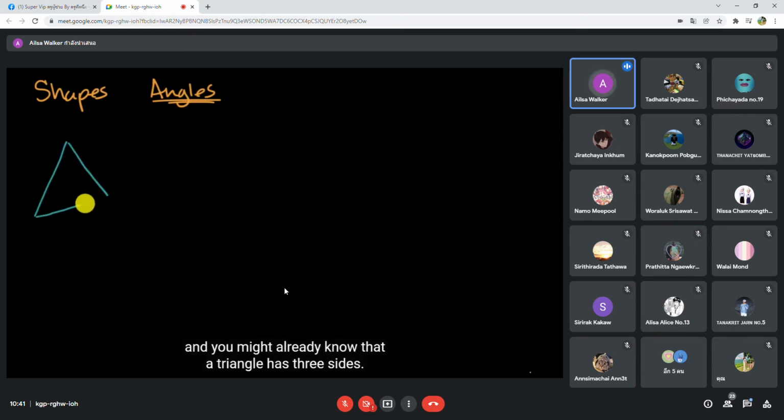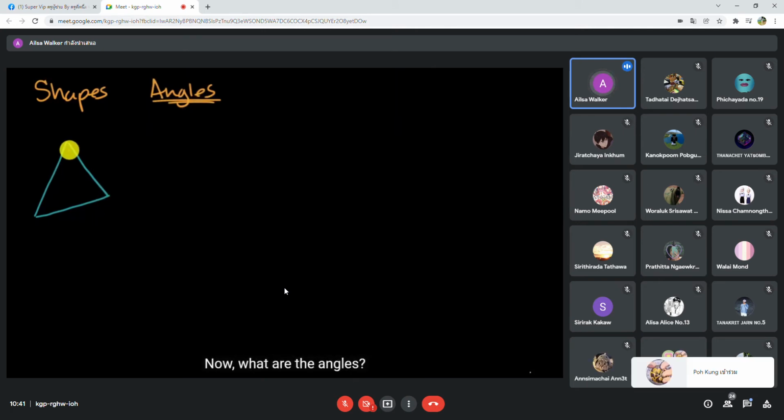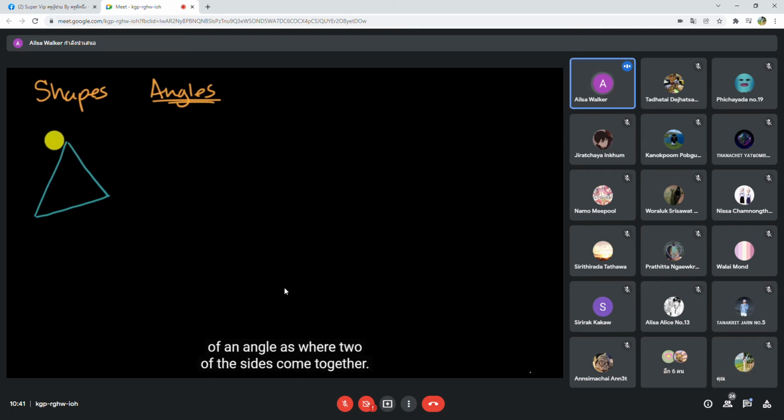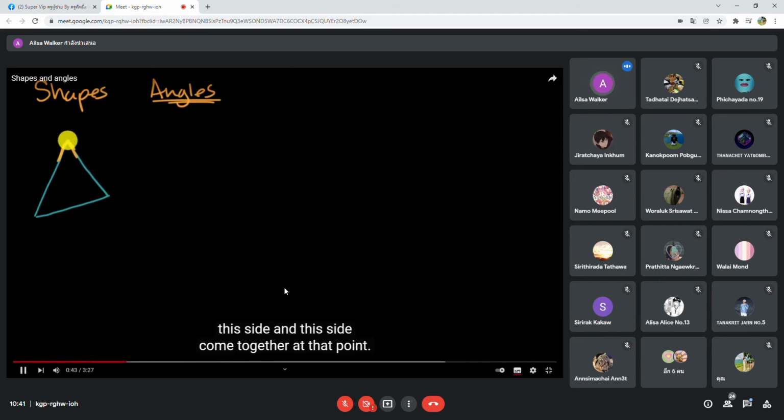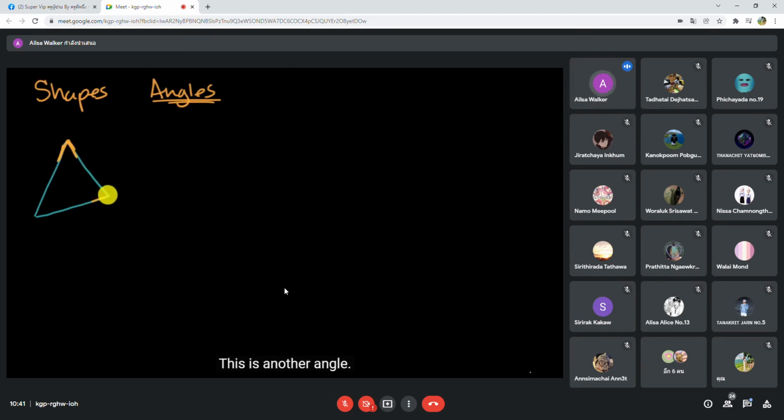And you might already know that a triangle has three sides. You can see one side, two sides, three sides. But it also has three angles. Now, what are the angles? Well, for a shape like this, you can think of an angle as where two of the sides come together. So, for example, this right over here is an angle because two of the sides have come together there. This side and this side come together at that point. So that's an angle. This is another angle, and that's another angle. So not only does a triangle have three sides, it also has three angles.